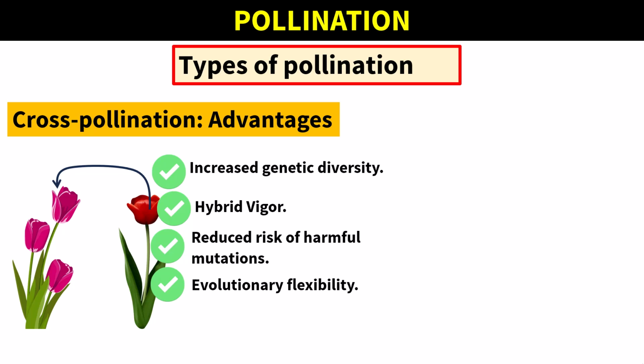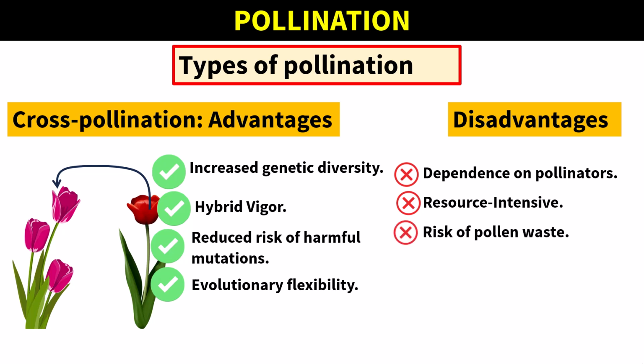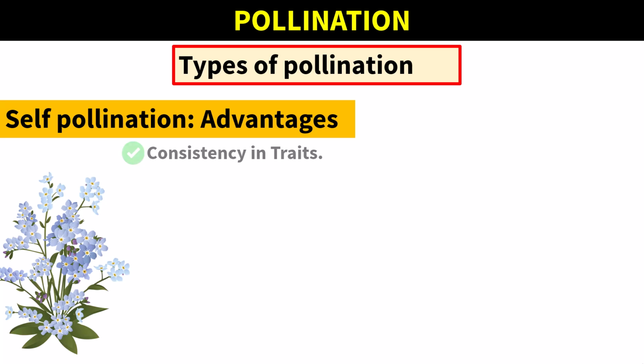Disadvantages. Dependence on pollinators. Requires the presence of pollinators, which can be unreliable or scarce in certain environments. Resource intensive. Plants may need to invest more energy in attracting pollinators through nectar production, scent, or large, colorful flowers. Risk of pollen waste. There is a risk that pollen may not reach another flower, resulting in wasted reproductive effort. Potential hybridization issues. Cross-pollination with other species can sometimes lead to undesirable traits or hybrid offspring less suited to the environment.